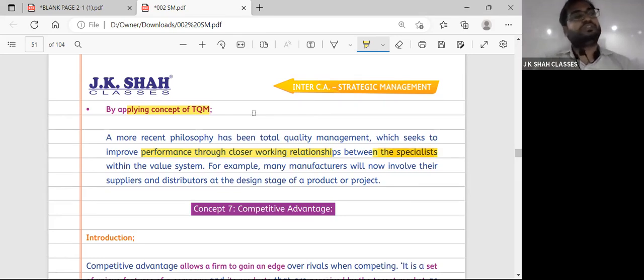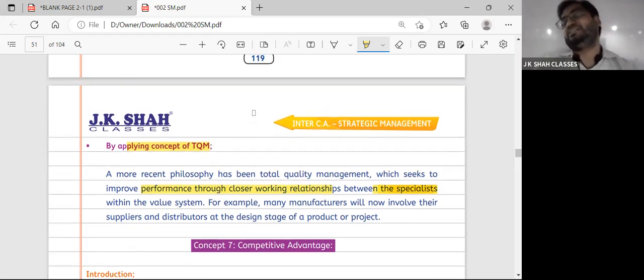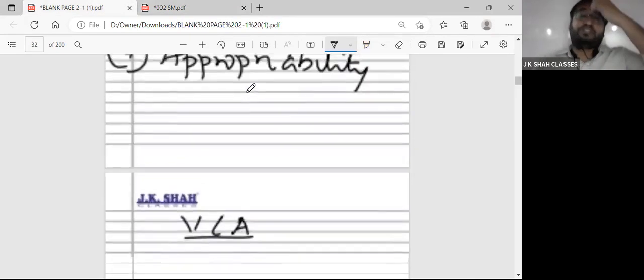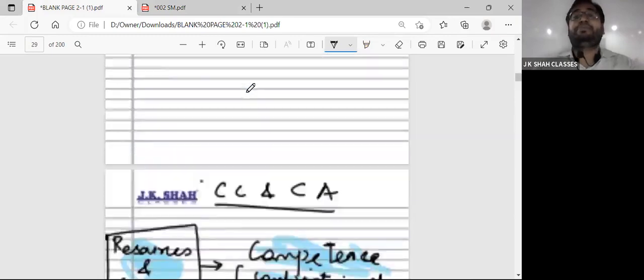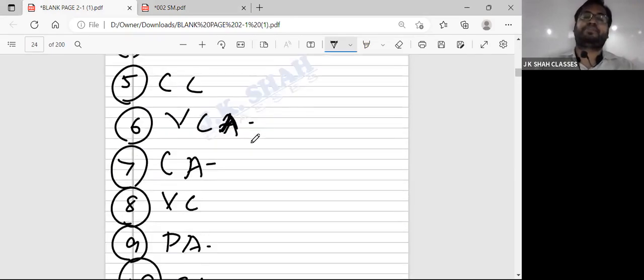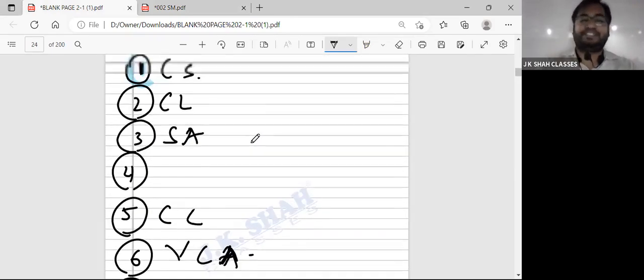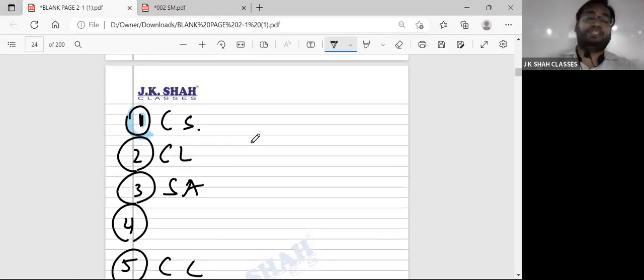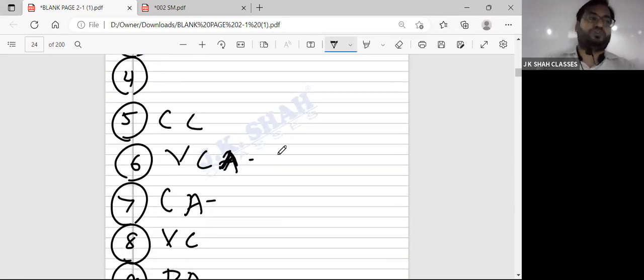You all understood this? This is value chain analysis. Now let's talk about the last concept. What was the first concept that we studied in this chapter? Competitive landscape. After that, portfolio analysis. Then value creation, globalization, competitive strategy, strategic analysis, core competence, competitive advantage, value chain analysis.